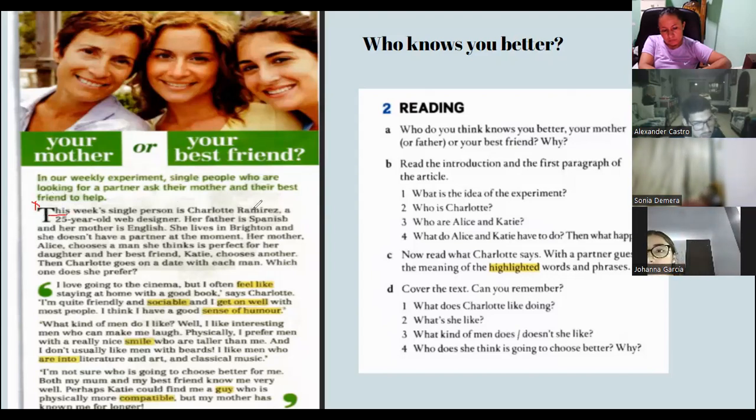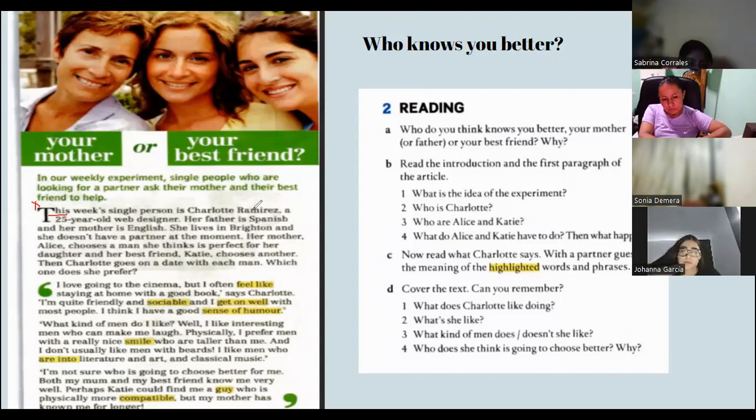This week, the single person is Charlotte Ramirez. She is 25 years old and works in web design. Her father is Spanish and her mother is English. She lives in Brighton and she doesn't have a partner at the moment.